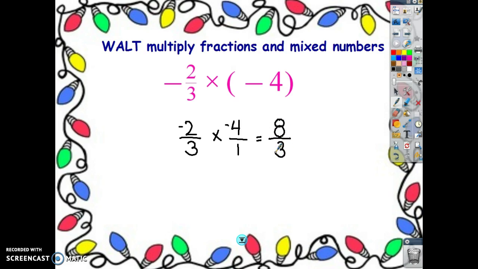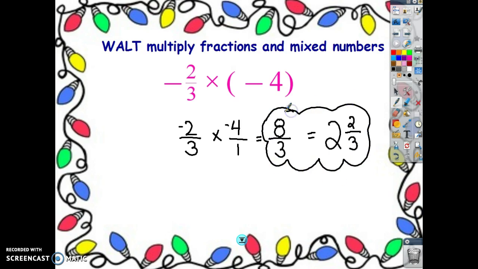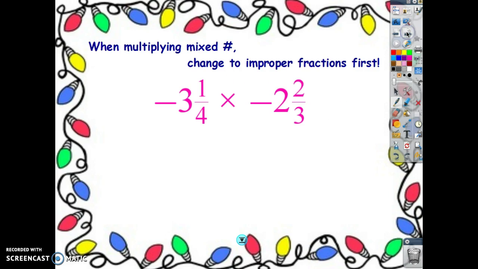Okay, you can leave it like that, or you can realize that 3 goes into 8 2 whole times. That makes 6 and 2/3 left over. And we already decided that our answer is positive because we have the same signs. So either 8/3 or 2 2/3 works.